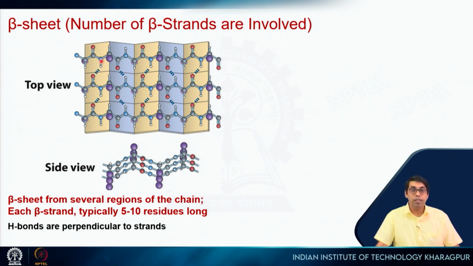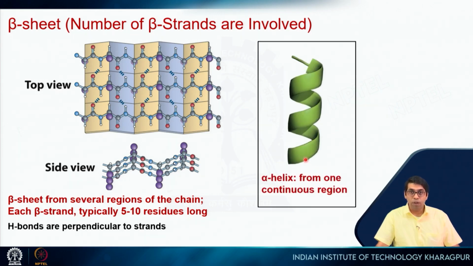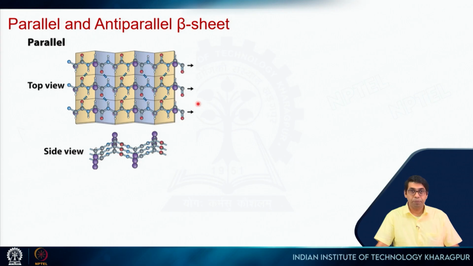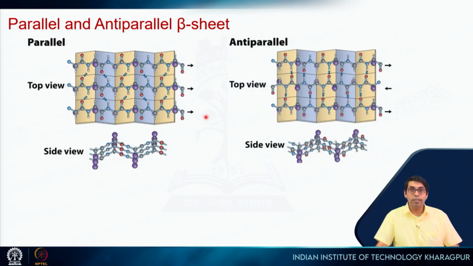So the beta strand, in this case, two strands come together to form hydrogen bonds. In this case, hydrogen bonds are not within the same strand, but are inter-strand hydrogen bonds. In a helix all the hydrogen bonds are within the same helix, but in beta strands the hydrogen bonds are between two beta strands. And these two beta strands can be of two orientations.